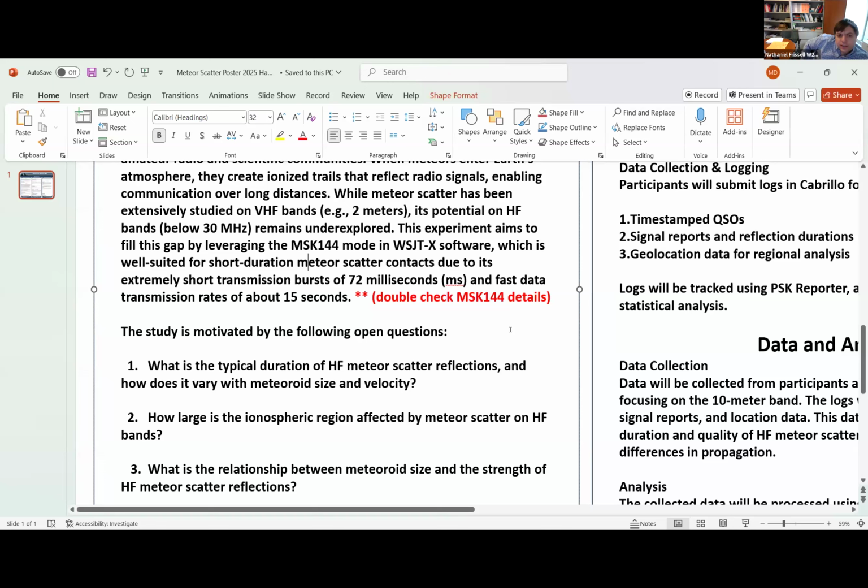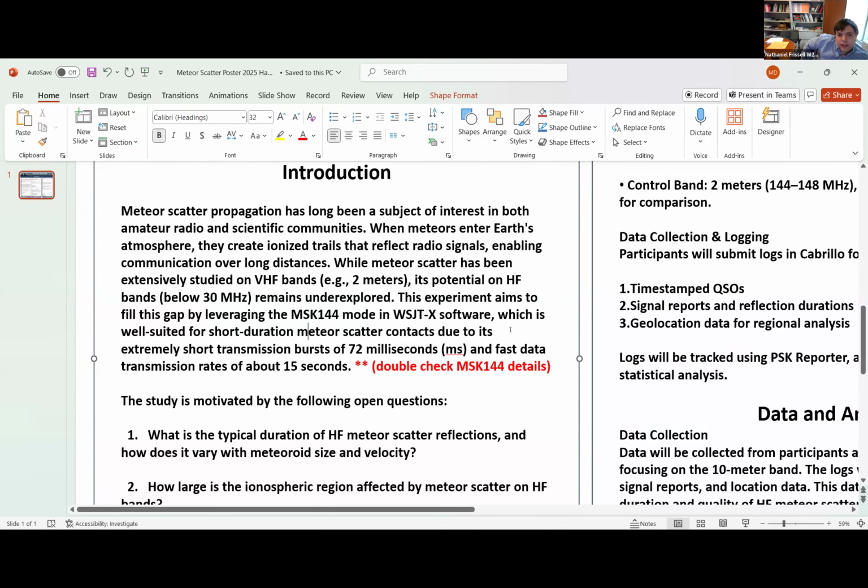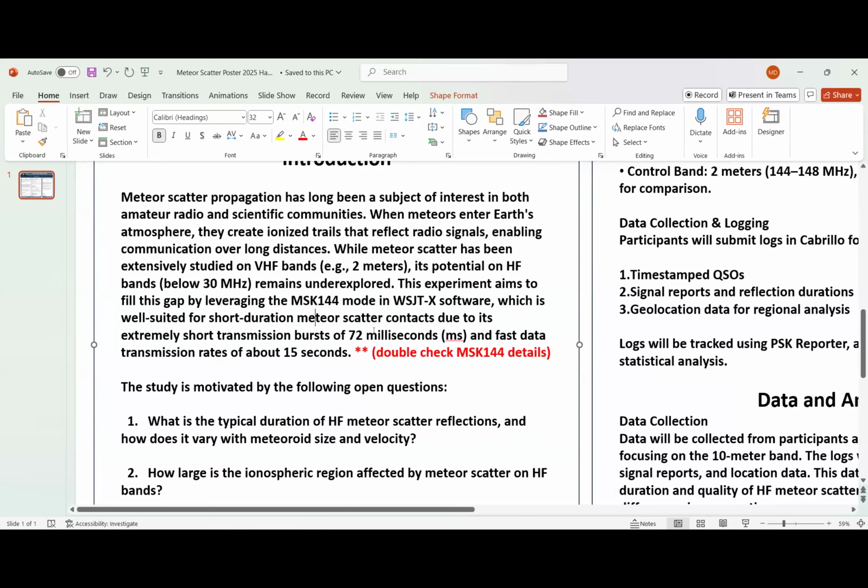Now, that's like a 15-second integration time. Are you able to tell within that 15 seconds when the meteor scatter is successful and when it's not? Or is it just that you can tell that during this 15 seconds it was successful or not, and you don't have any knowledge of what's going on inside those 15 seconds? Yeah, WSJT-X gives you a visual of the spectrum during the scanning period.